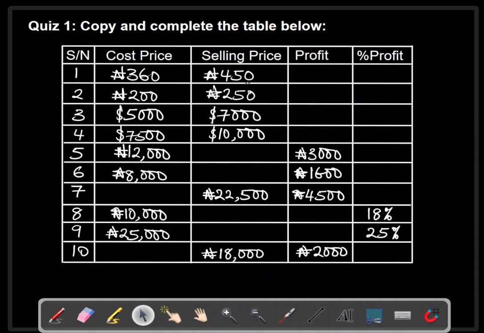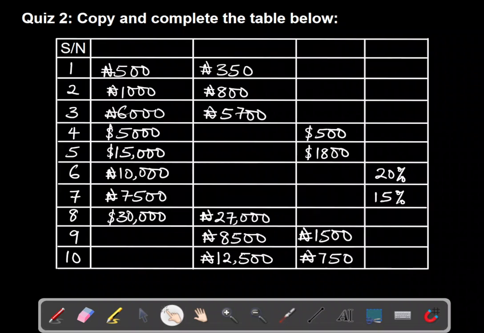Number one, you've been given the cost price and the selling price, so you have to find the profit and the percentage profit. Number two, the same thing. If you come over to number three or number five, you've been given the cost price and the profit, you have to find the selling price and the percentage profit. Number seven, you have been given the selling price and profit, you have to find the cost price and then the percentage profit. Please do well to carefully go through these quiz questions.